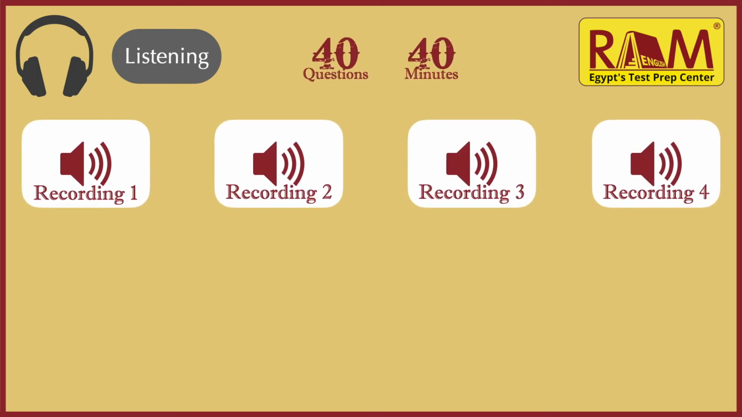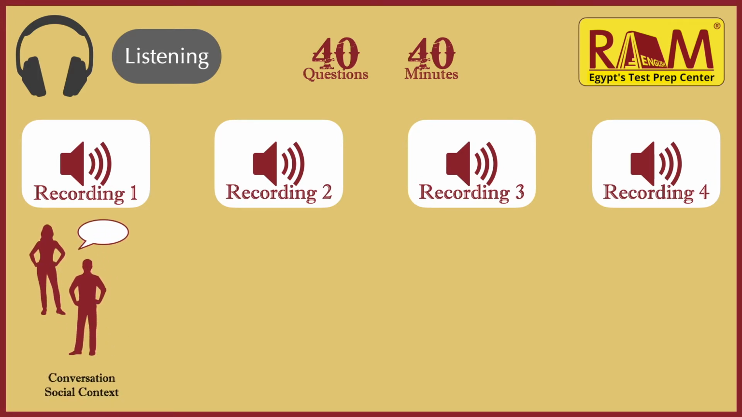Now, let's have an idea about the recording in each part of the listening exam. First, in recording 1, you'll listen to a conversation in a social context. For example, a conversation between a hotel receptionist and a guest who is trying to make room reservation. Another example, a conversation between a company representative and a young man who is asking about a job opportunity at the company. Also, you can listen to a conversation on the phone between a hospital receptionist and a patient who is trying to get an appointment to see a doctor.